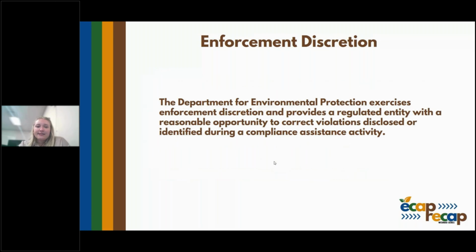So here is that enforcement discretion that I was talking about. I have mentioned a few times now that our services are confidential and we do not report on potential violations. That is outside of a few exceptions. The Department for Environmental Protection did create an enforcement discretion policy for ECAP. The important part of this is that facilities that work with ECAP are given a reasonable opportunity to correct violations before they are ever brought to the regulatory agencies.